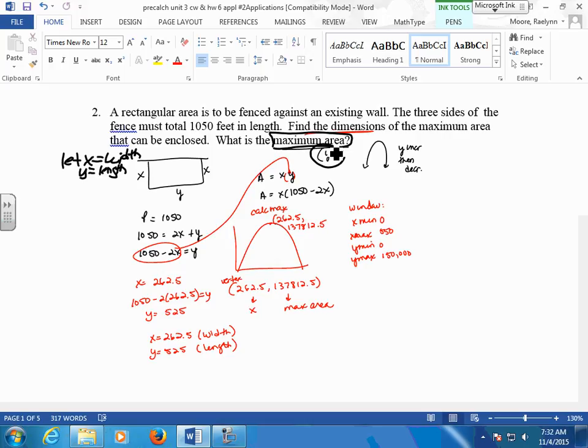Now I got to have some other kind of information here because I got to get rid of that Y. So I look again and I say, oh, my fence is going to be 1,050 feet in length to do 3 sides. So my perimeter says 1050 is equal to 2X plus Y. Solve for Y in terms of X, transformation, substitute this into here. You can almost see where your X values are going to be.